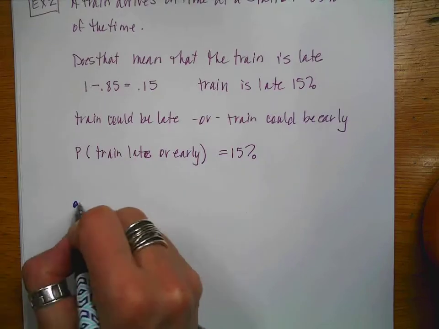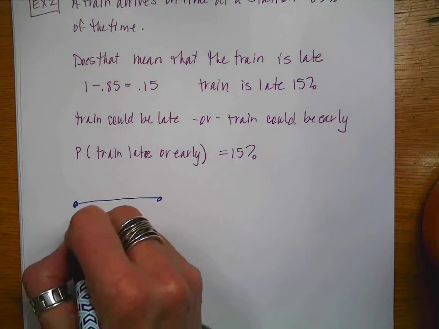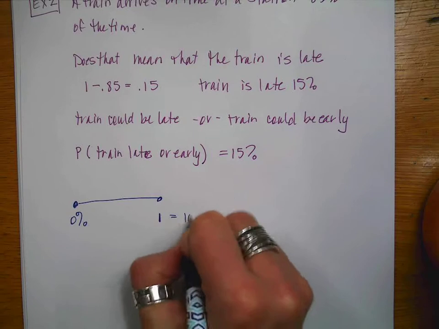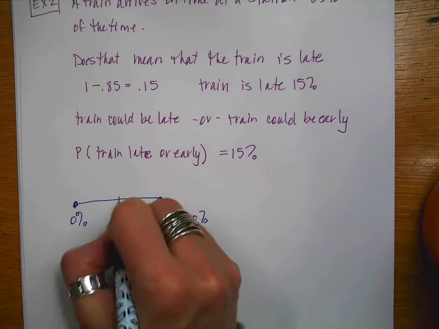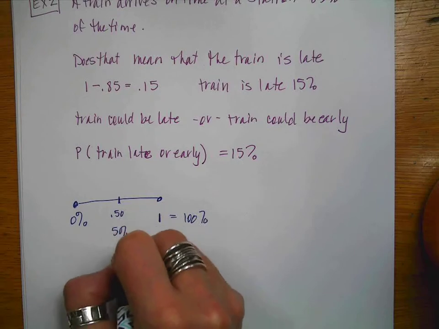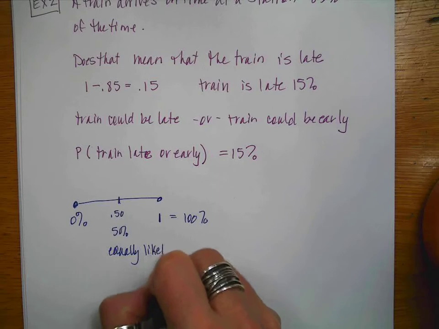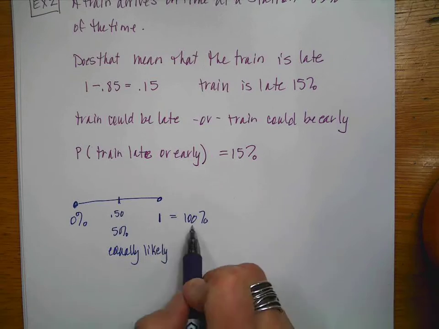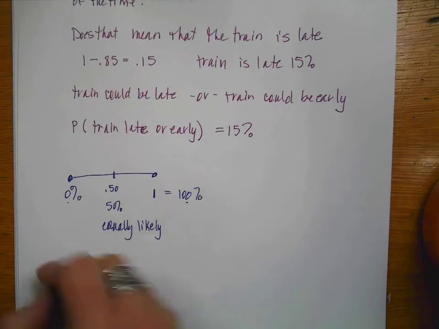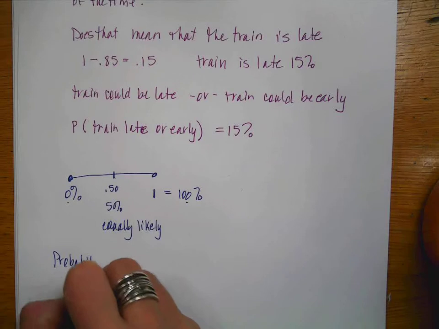So we want to go back and remember the number line for probabilities. So remember, this is 0 with 0%. This is a 1, which means it is 100%. And then smack in the middle is 0.50, which is 50%. And remember, that is our equally likely. Okay? This is a sure event. This means that it's never going to happen.